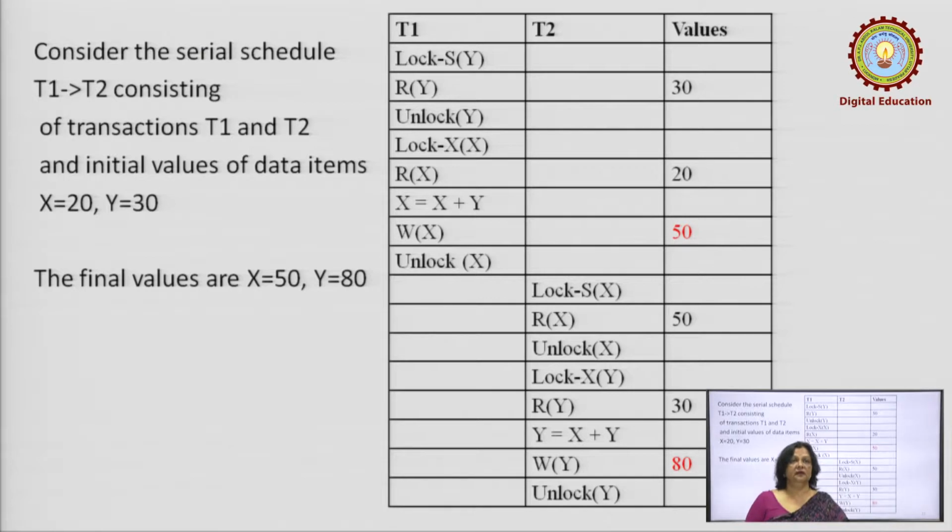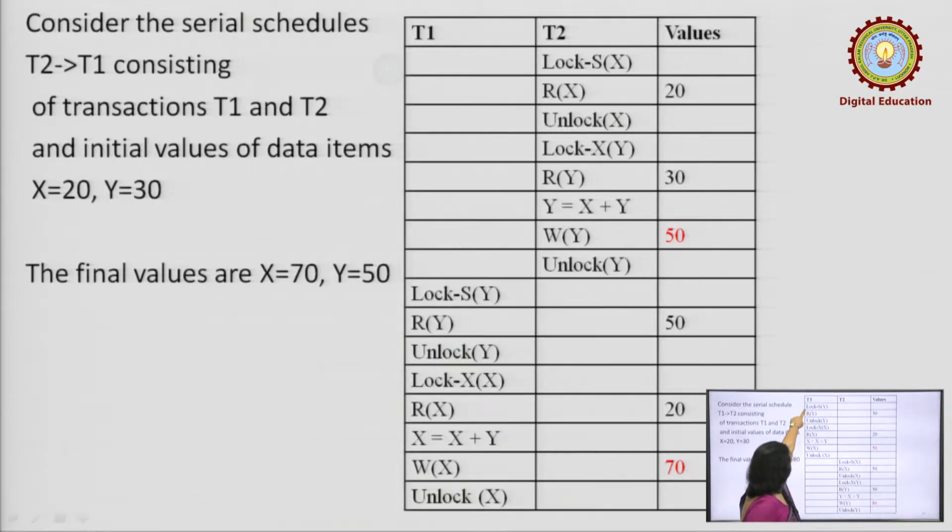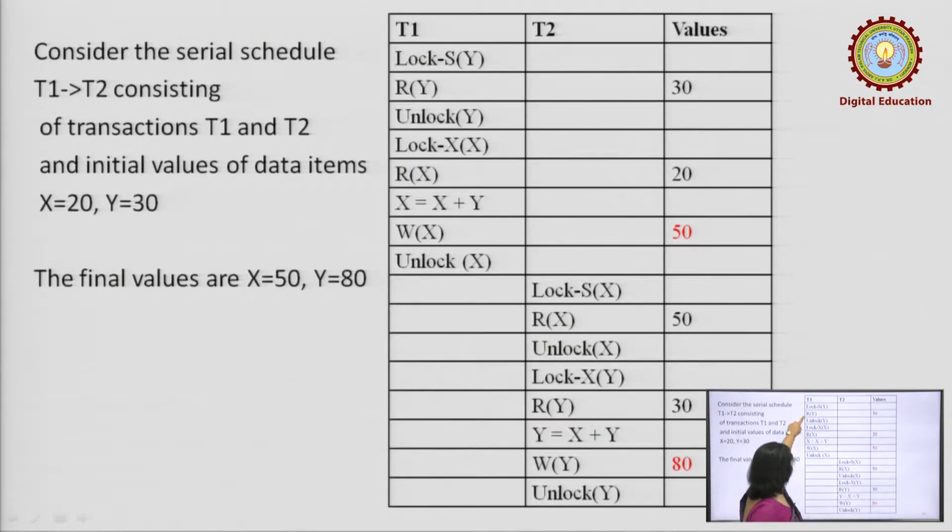Now, let us consider this schedule of the transactions T1 and T2, and let the initial values of x and y, which are the data items here, be 20 and 30 respectively. As transaction T1 proceeds, there is a shared lock on the data item y, a read of y, and unlock of y, that is, data item y is released. Then an exclusive lock on x, x is read, x is x plus y, which gives the value of x as 50, 20 plus 30, and unlock x.